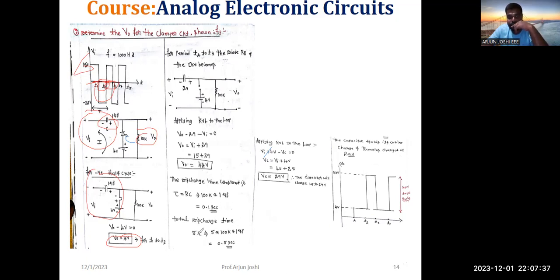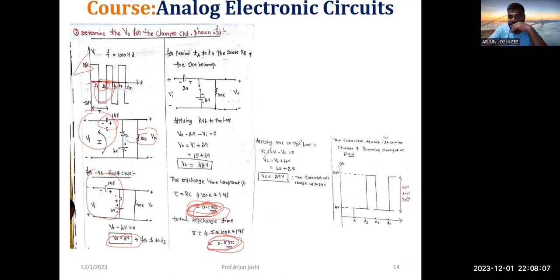Total discharge time is 5 times tau, so multiply 0.1 by 5, which is 0.5 second during the positive half cycle. During the charge condition, it takes 0.1 second to charge. Whenever it discharges, meaning the diode is off during the positive half cycle, it will take 0.5 second.